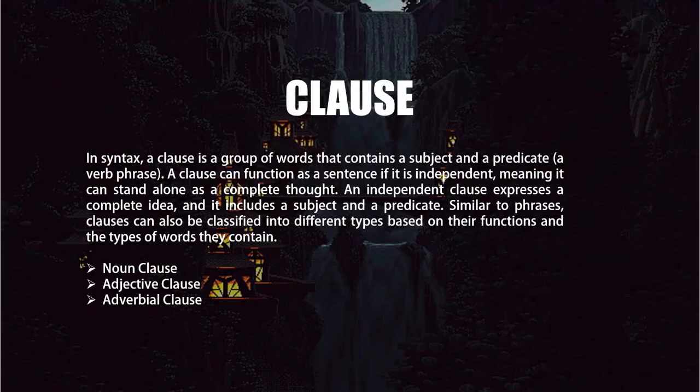And we move to the next one, the clause. In syntax, a clause is a group of words that contains a subject and a predicate. A clause can function as a sentence if it is independent, meaning it can stand alone as a complete thought. An independent clause expresses a complete idea, and it includes a subject and a predicate, similar to phrases. Clauses can also be classified into different types based on their functions and the type of word they contain.